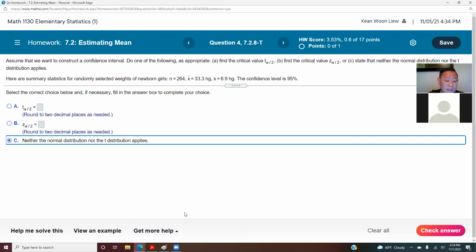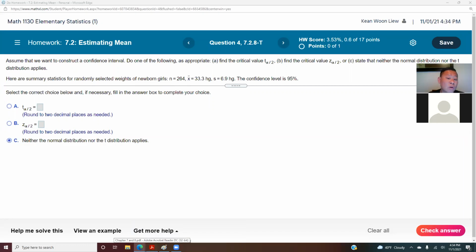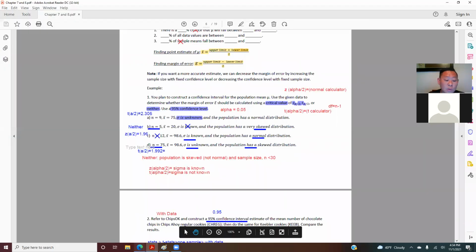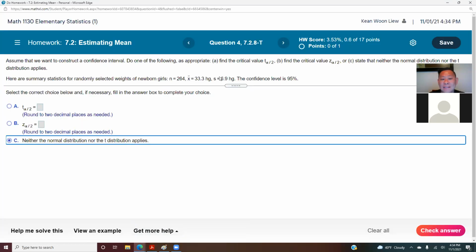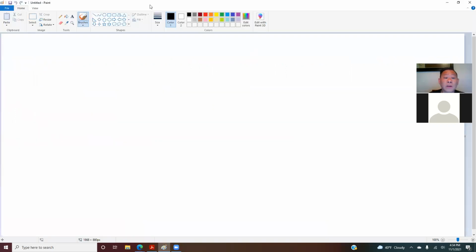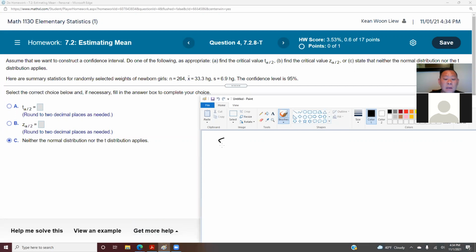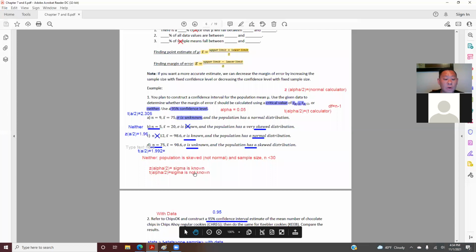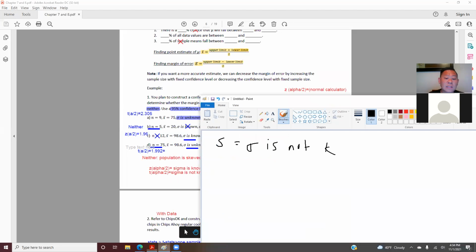And then the other thing is to figure out if sigma is known or not known. In this question, they provide us S. S in this case means sigma is not known. If a question provides us S, it means sigma is not known. So in this case, sigma is not known, so we're going to use the T calculator. So you are using T alpha over 2 in this case.